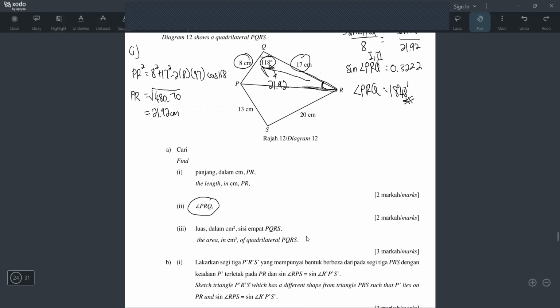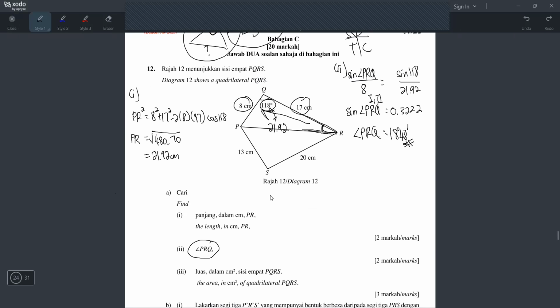Okay, number 3, area of quadrilateral PQRS. Let's go. How to find area? Okay, this chapter is called solution of triangle, not solution of quadrilateral. So you will use the area formula in the solution of triangle, which is 1/2 ab sine C. But ab sine C is only used to find the area of a triangle. So of course you have to take area of triangle plus area of triangle. But in order to use the 1/2 ab sine C formula, you need to have 2 sides and 1 included angle. So for the top triangle, you can take 8, 17 and the included angle is 118.